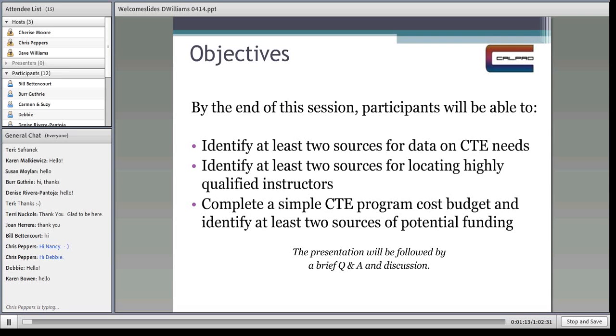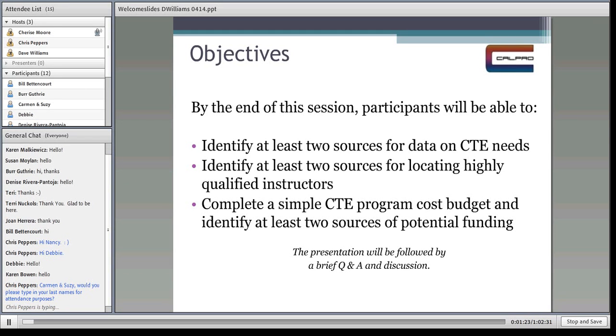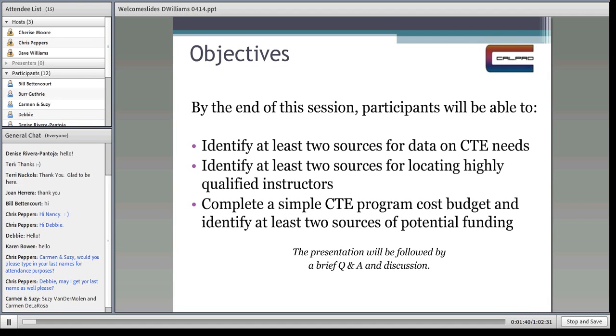And we believe that by the end of this, you'll be able to identify at least 2 resources of data so that you know how to identify CTE needs in your community, that you will also be able to identify at least 2 sources of how you find highly qualified teachers to teach your CTE classes. It's not as easy to find CTE teachers because often the pay differences prevent the interest, or they make it so that there's not as high a level of interest to teach in our schools. And so Dave has some ideas and tips that will help you.